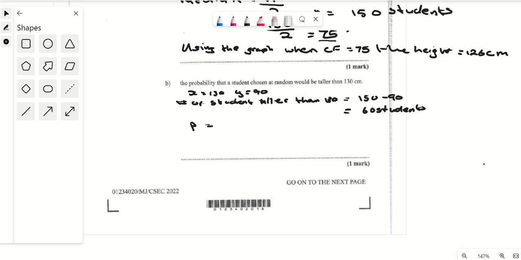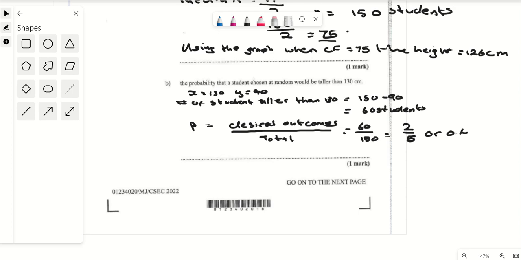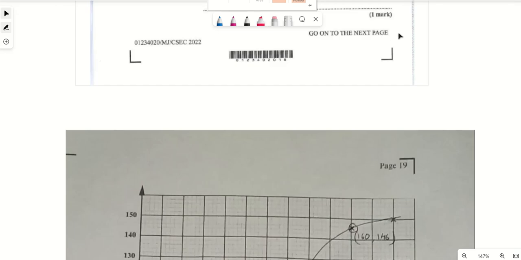And we know they ask you for probability. Probability is equal to your desired outcome, which is 60 students, divided by your total, which is 150. And when you divide this, you're going to get 2 over 5 or 0.4. So 2/5 or 0.4 would be your probability of a student chosen at random being taller than 130 centimeters. All right, and that would be the end of number 5, May/June 2022.